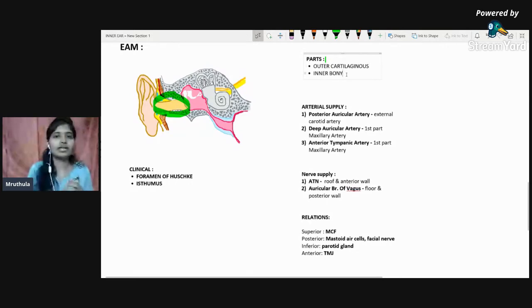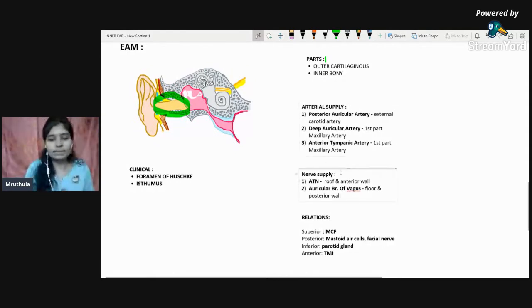All right. So now we'll see about the arterial supply. Just know the names. We don't have a separate diagram for this because the diagram is not important for it. The arteries are the posterior auricular artery, deep auricular artery, and the anterior tympanic artery. The posterior is from the external carotid artery, the deep auricular is from the first part of the maxillary artery, and the anterior tympanic is also from the same first part of the maxillary artery.